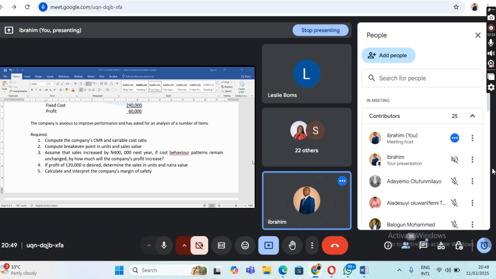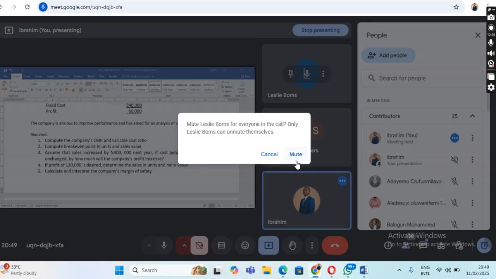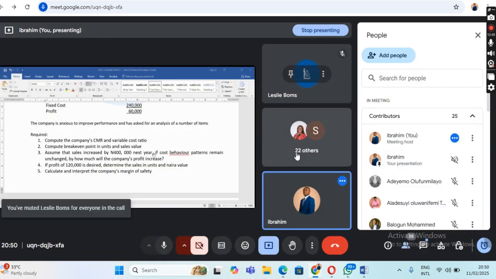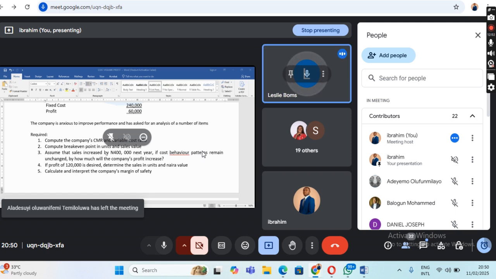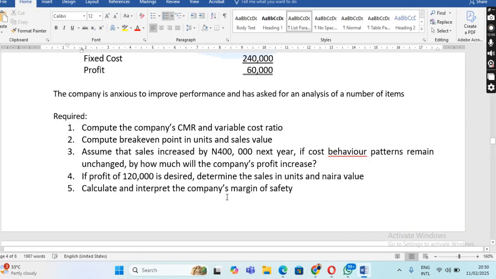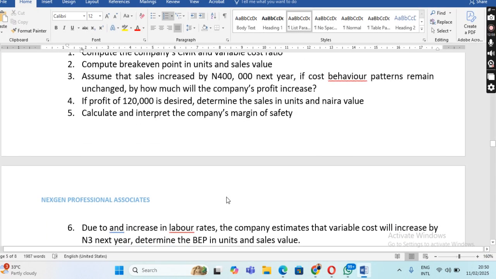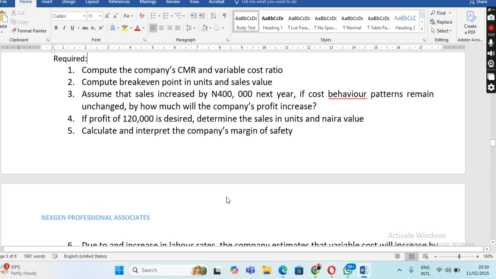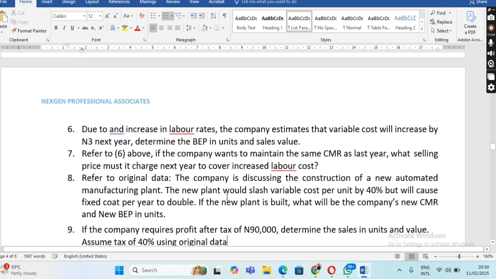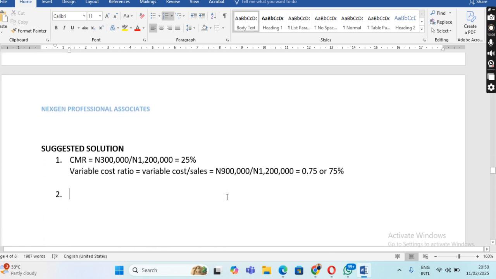Fumi, are you there? Okay, Leslie Bombs. Fixed cost all over contribution per unit. Okay, good. Fixed cost over contribution per unit, right? That is your break-even point in units. Yes, thank you.